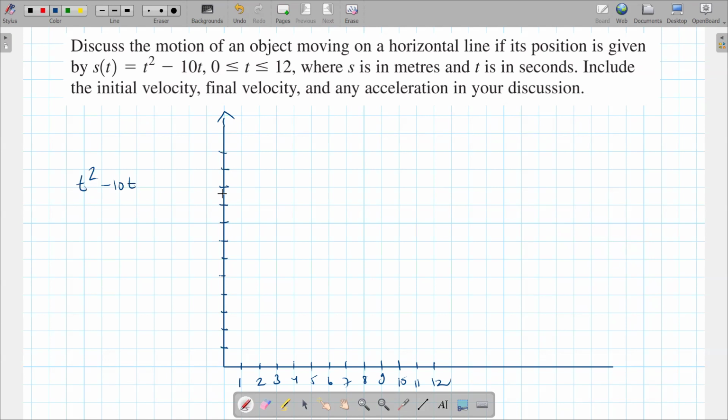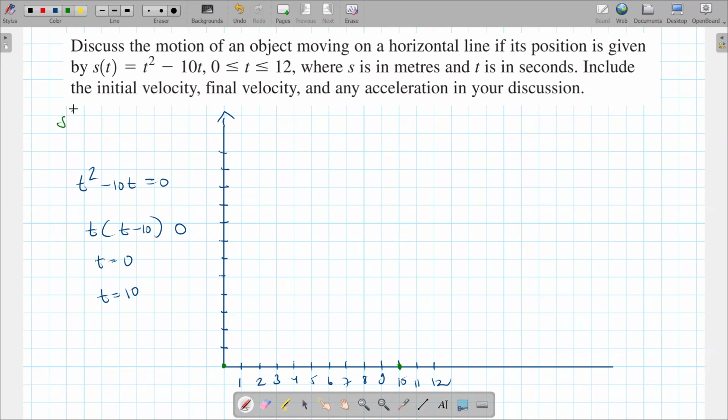You can pull out a t. If you pull out a t, what are you left with? t minus 10. So what are your two x-intercepts? 0 and 10. Where's the vertex? What's the x value of the vertex? It's 5. We know it's opening up. The x value is 5. How do we find the y value of the vertex now that we know the x value? You plug it back in.